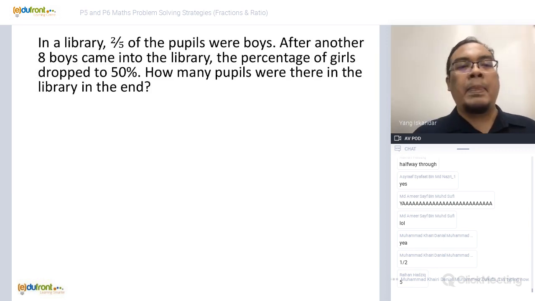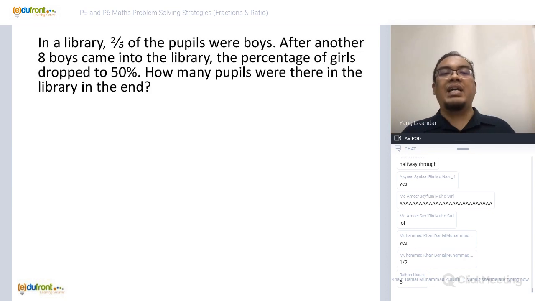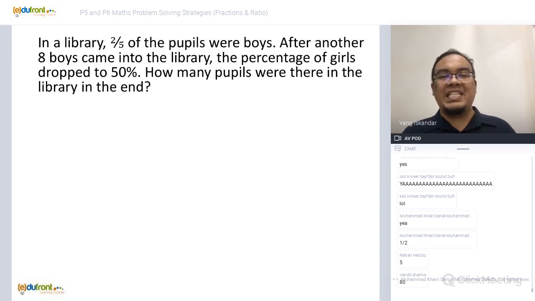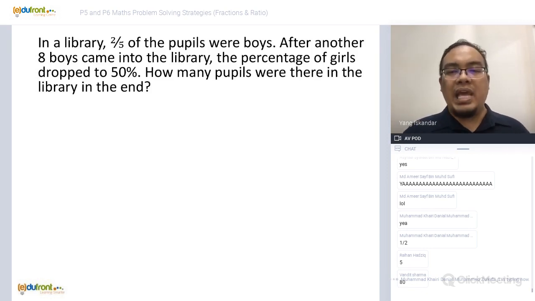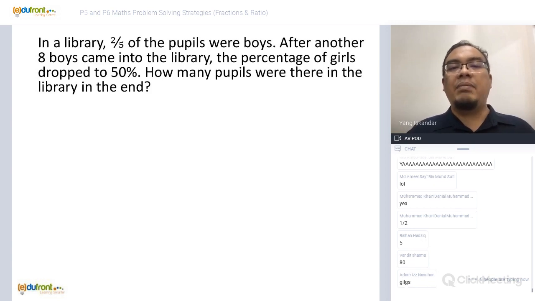Okay, now let's take a look. Let's read together. In the library, 2/5 of the pupils were boys. After another 8 boys came into the library, the percentage of girls dropped to 50%. How many pupils were there in the library in the end? Let's analyze. Who is changed, who is unchanged? We can see that only the boys change, right? Because more boys came into the library. And what about the girls?